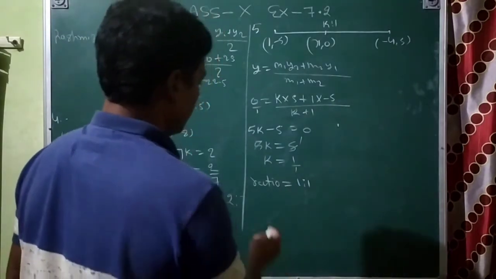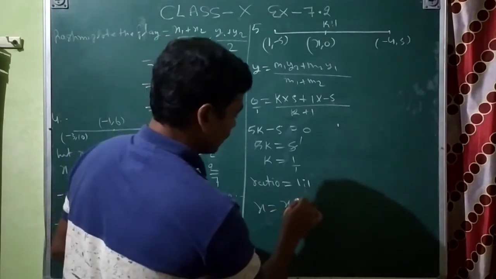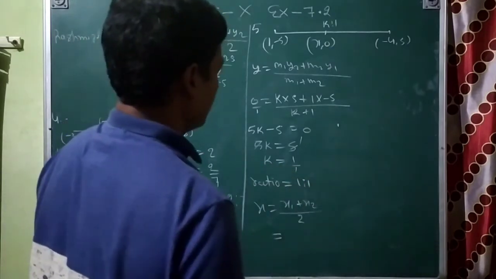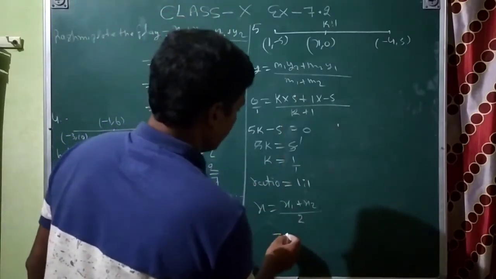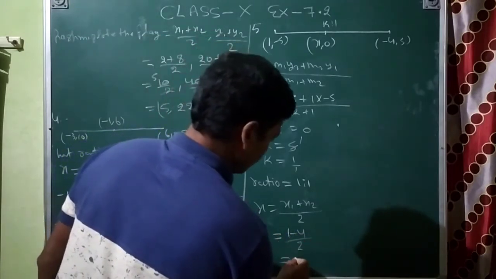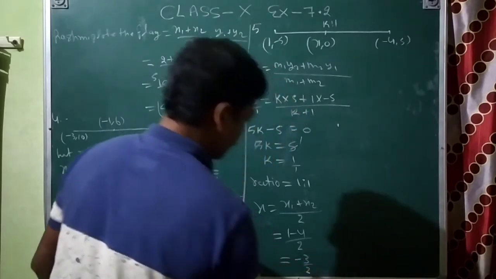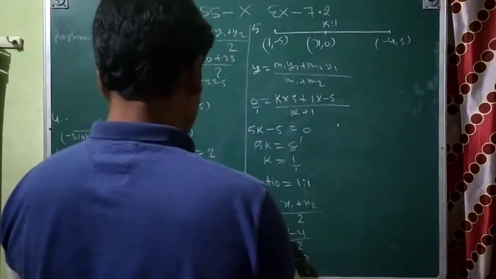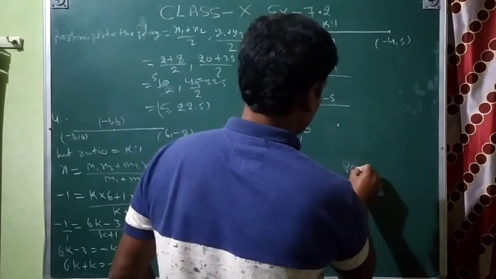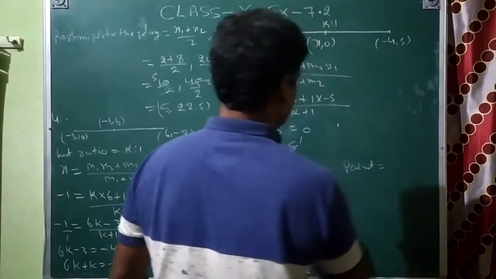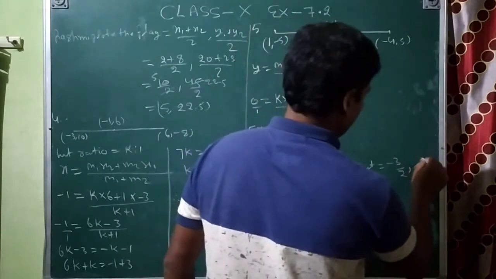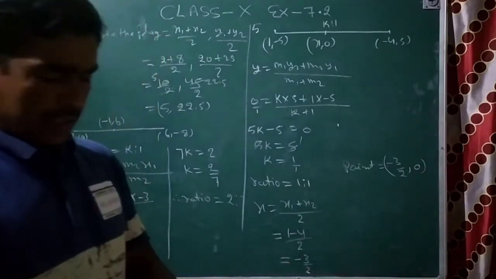If the ratio is the same, then we use the midpoint form of the section formula: (x1 + x2) upon 2. Now x is equal to (1 - 4) upon 2, so that is -3 upon 2. So the point is (-3/2, 0): that is the x value, and 0 is already there because it is on the x axis. So that is the answer.